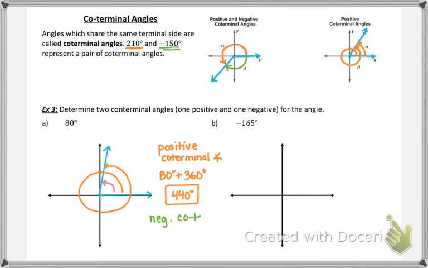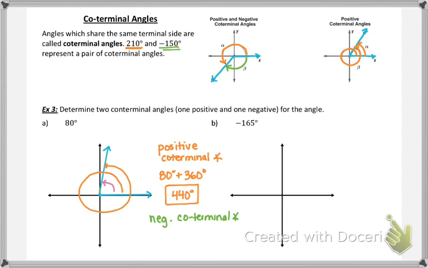Negative coterminal angle. Okay. Negative means I have to go clockwise, right? So I'm going to start at where my 80 degree angle is, which is right here.